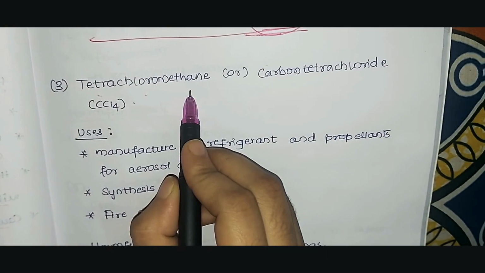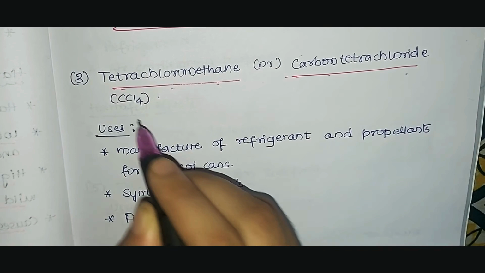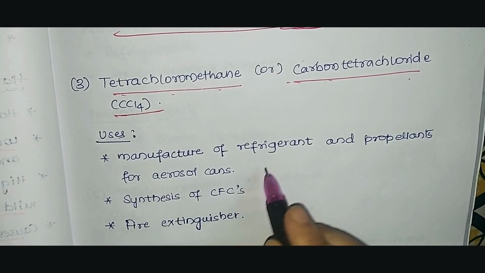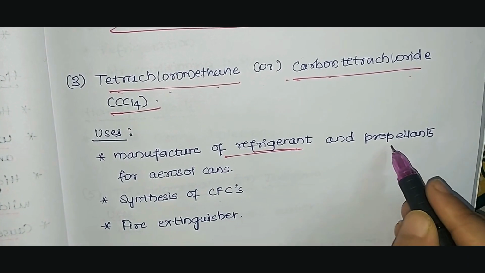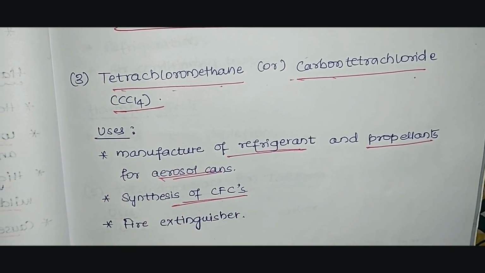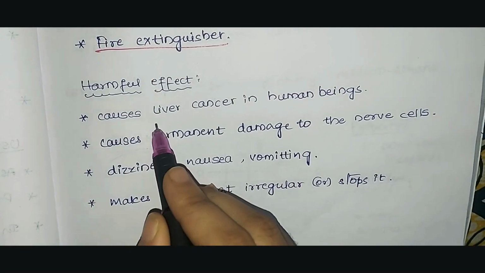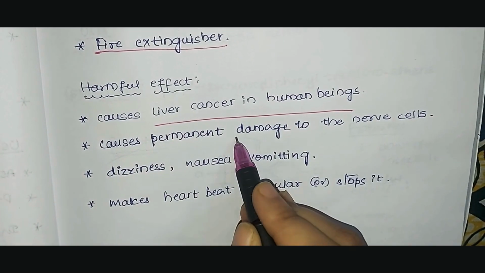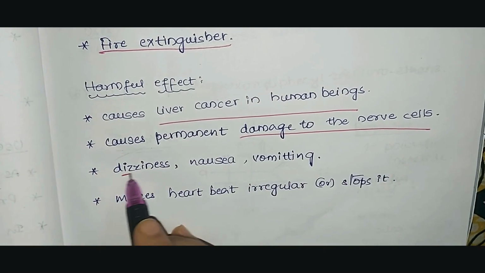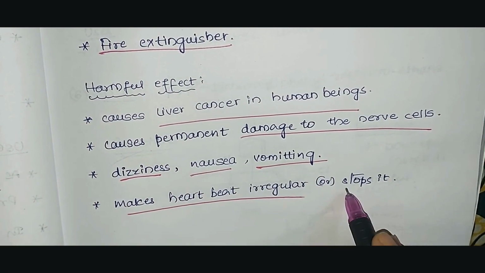Then next we'll go with the tetrachloromethane or carbon tetrachloride. It is written as CCl4. What are its uses? It is used in the manufacture of refrigerant and propellants for aerosol cans. It is used in synthesis of CFCs. It is used as a fire extinguisher. What are the harmful effects? It causes liver cancer in human beings. It causes permanent damage to the nerve cell, dizziness, nausea, vomiting. It makes the heartbeat irregular or even stops it.